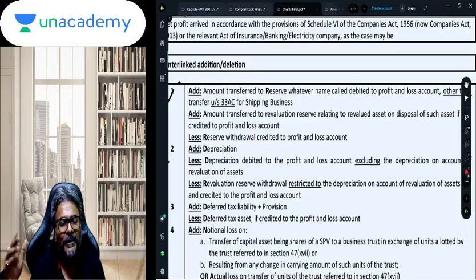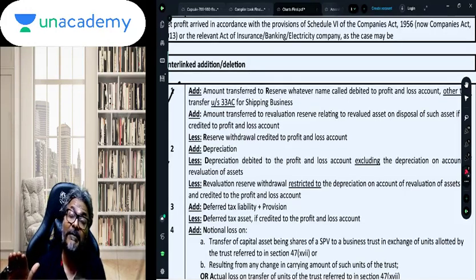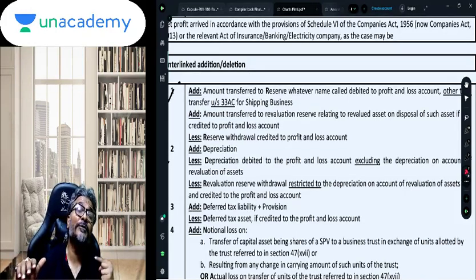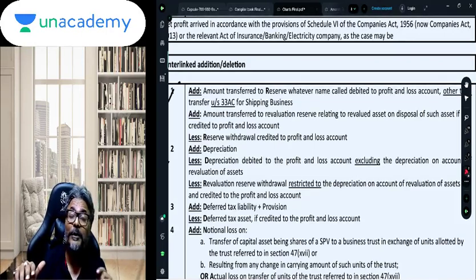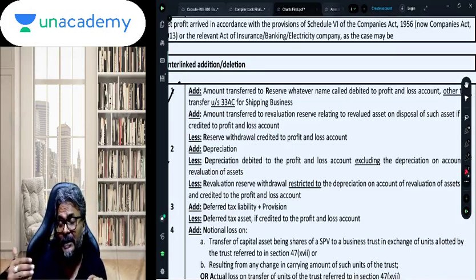There would be a profit and loss account credit that will take place, and at the time when the reserve was created, you have already added your net profit to compute a book profit. So now if this reserve has been written off and it is forming a part of your profit and loss account and thereby the net profit, then it will result into what? A double taxation.